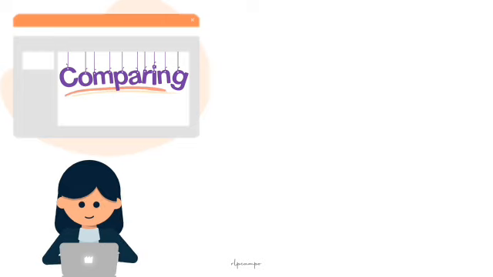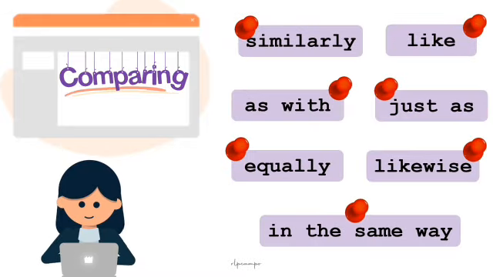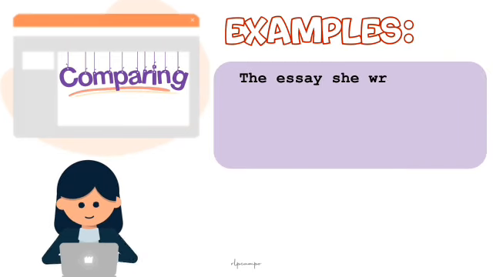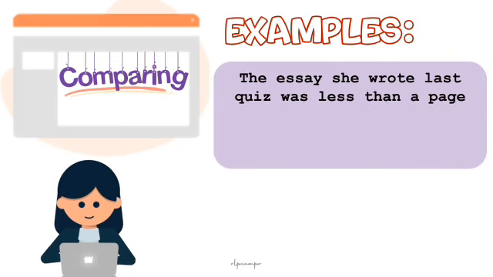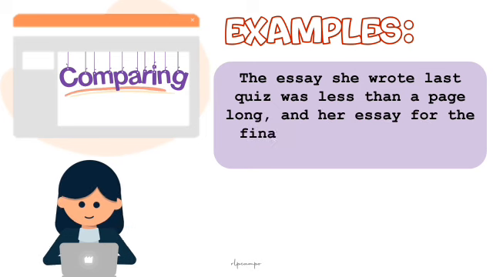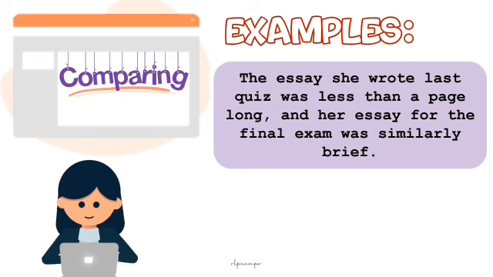The third category is comparing. When we say comparing, we will note or identify the similarities of persons, situations, or events. Some of the comparing cues are similarly, like, as with, just as, equally, likewise, and in the same way. For our first example, the essay she wrote last quiz was less than a page long, and her essay for the final exam was similarly brief.